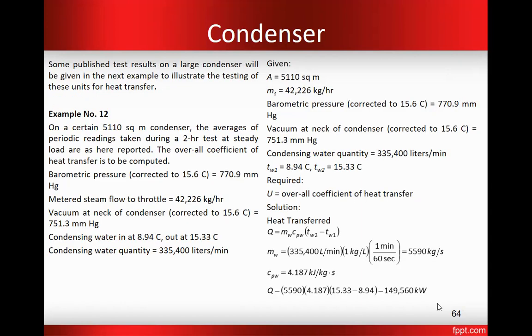Given A is equal to 5,110 square meter, mass flow rate is steam. 42,276 kg per hour. Barometric pressure corrected to 15.6 C is 770.9 millimeter Hg. This is barometric. So ito namang vacuum at neck of condenser corrected to 15.6 C is 751.3 millimeter of mercury.